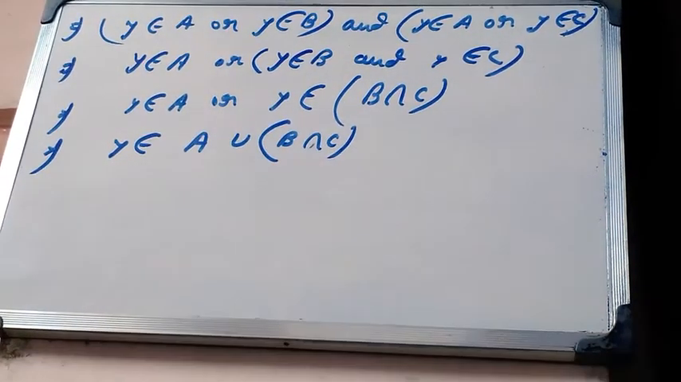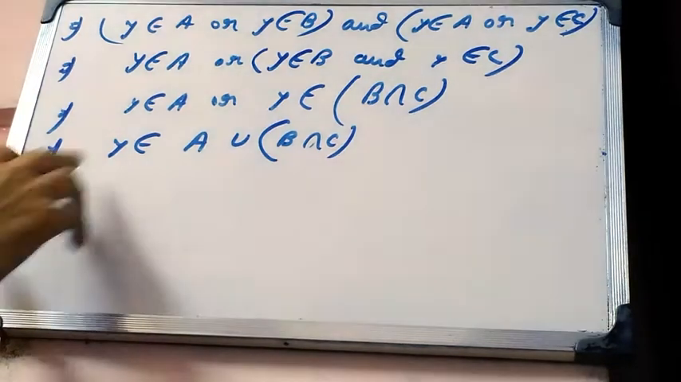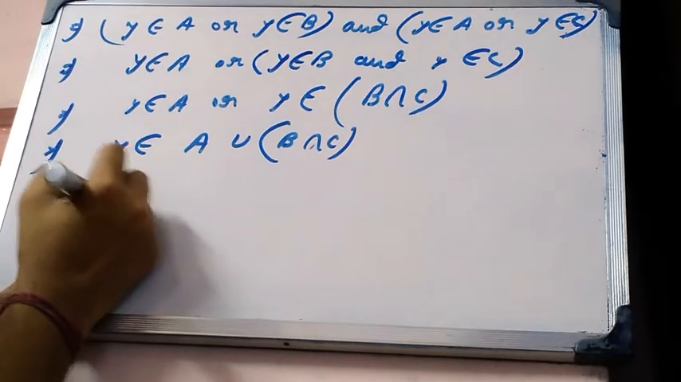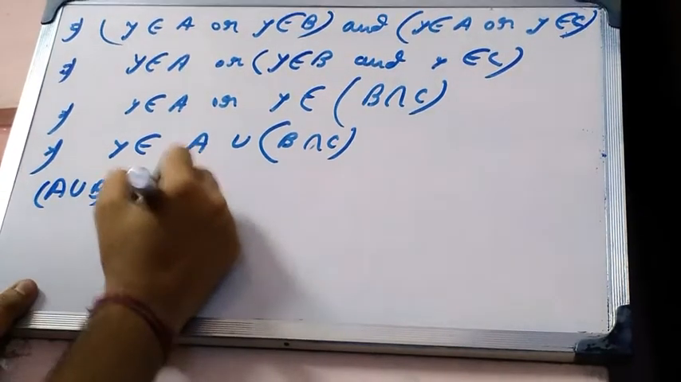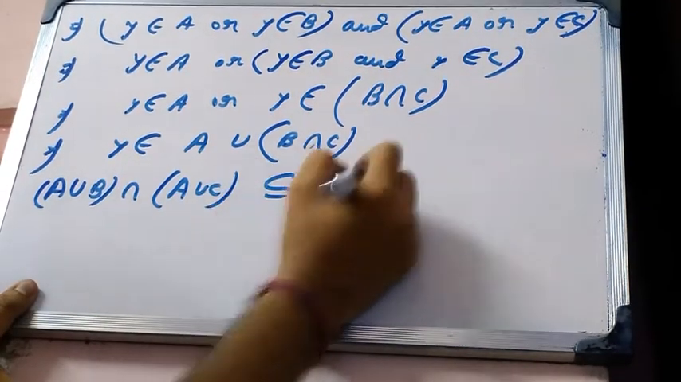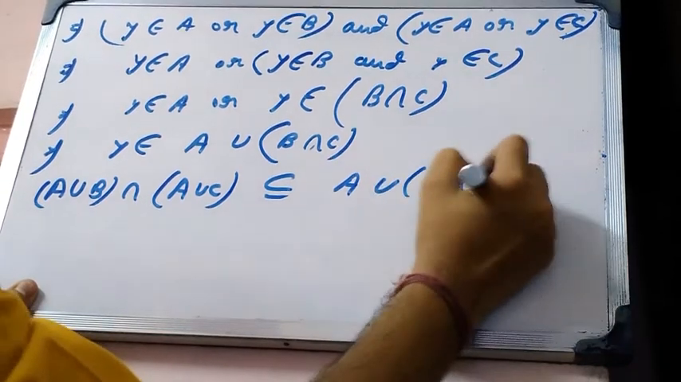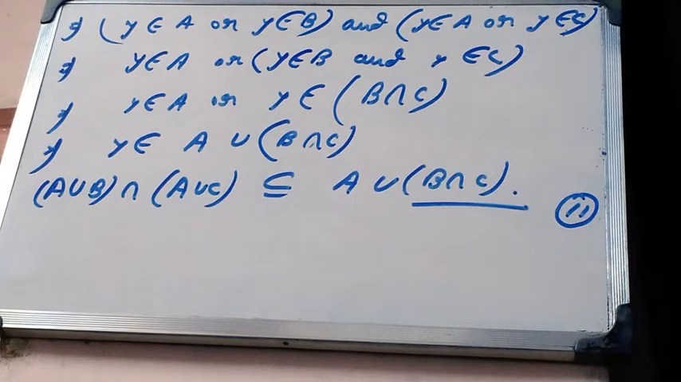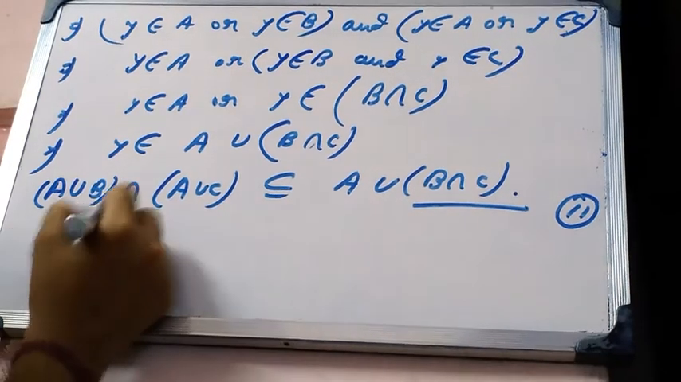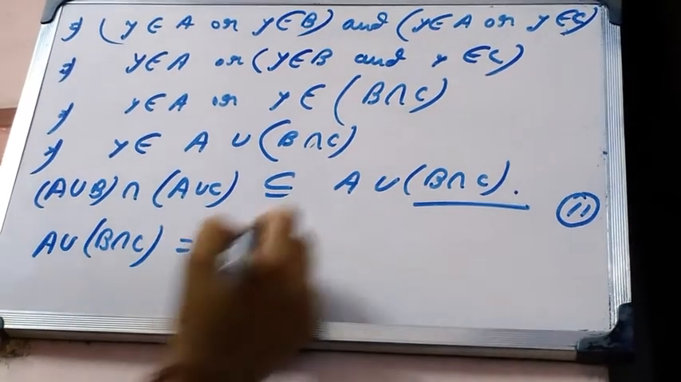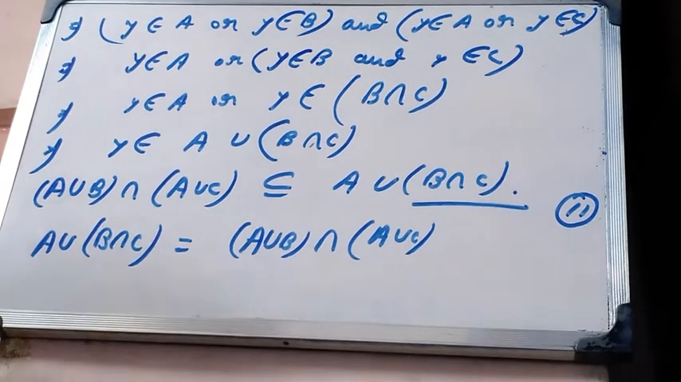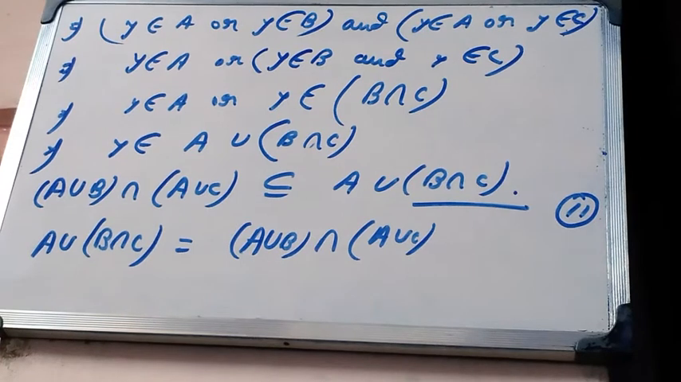So y was an element of the second set. Now we have proved that y is an element of the first set. So it's quite obvious that A union B intersection A union C is a subset of A union B intersection C. It's number 2. Now combining 1 and 2, we can write that A union B intersection C is equal to A union B intersection A union C. So it was the distributive property of sets.